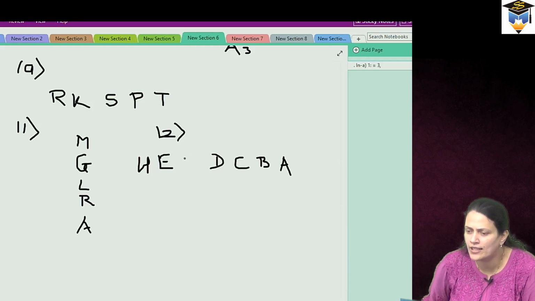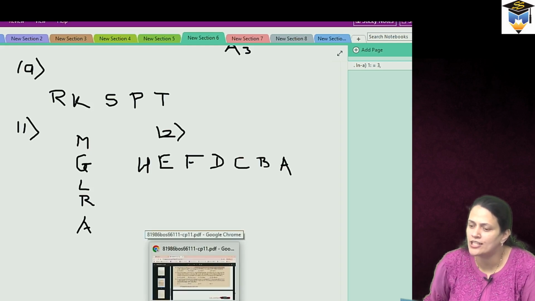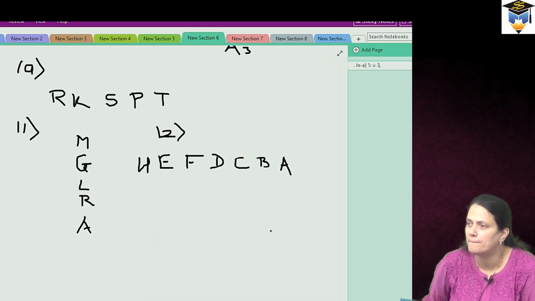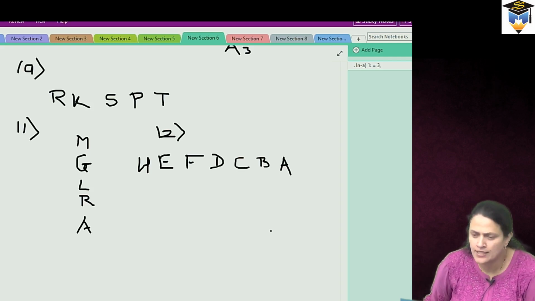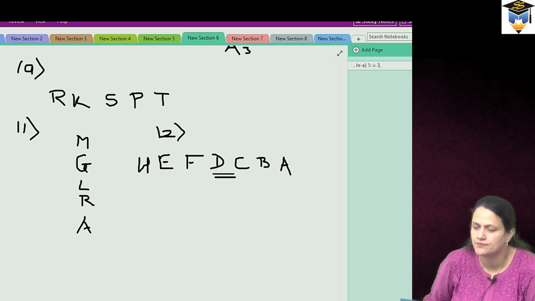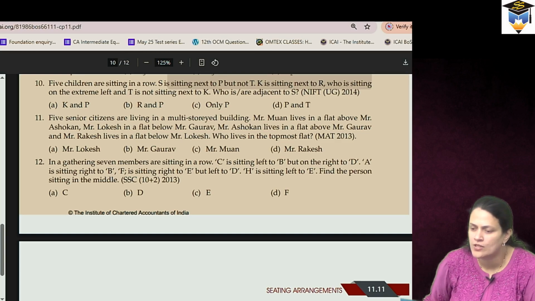So who is remaining now? F is remaining. This is the correct answer: H, E, F, D, C, B, A. So D is the person who is sitting in between. So for the 12th, B is the correct option.